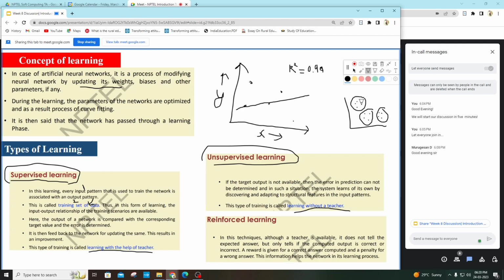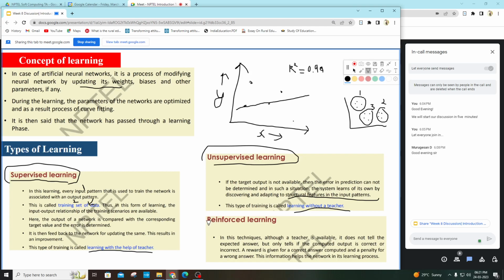See, these 4 points are very close to each other, so you will term it as one cluster. Similarly, these 4 points are very close to each other, this is the second cluster. Similarly, these 4 points are close to each other, this is the third cluster. So this is what we do in unsupervised learning. Here you can read, the target output is not available, error prediction cannot be determined, right? So the system learns on its own, discovering and adapting to structural features of the input pattern. You don't know which one is what, but you just cluster the different types of data. This is known as unsupervised learning.